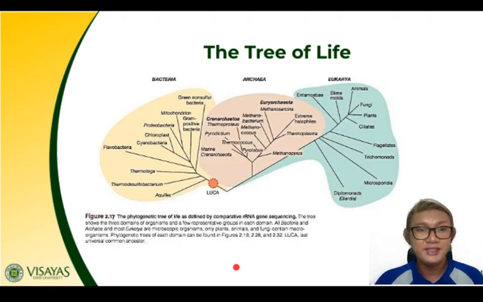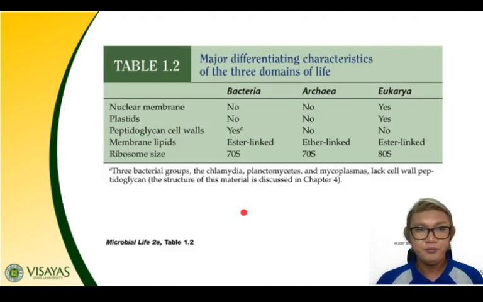Okay, so this is the phylogenetic relationship of the three domains of life. When you go to your cell and molecular biology, you will be introduced to how these three domains of life originated from the very first two cells that evolved on our planet. This is just a table showing you the major differentiating characteristics of the three domains of life.